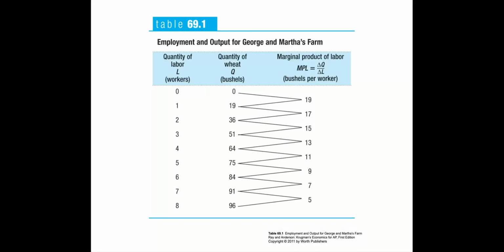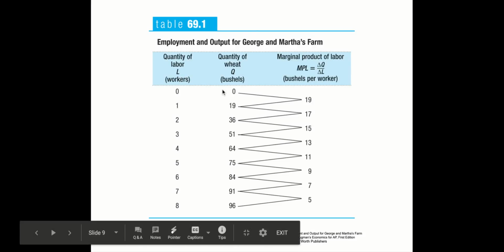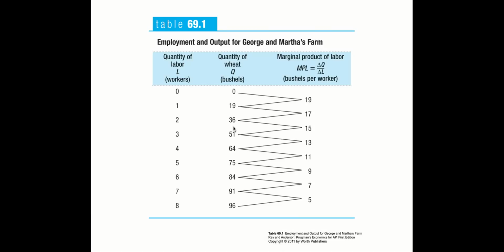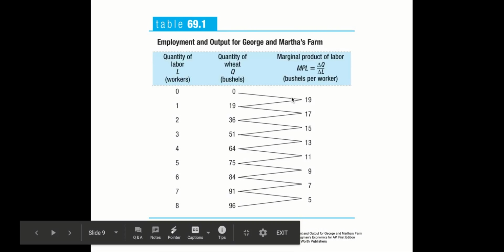Here's a common way to look at it. You'll take a look at a table. This is the quantity of workers. Every time that you add a worker, oh, I'm sorry, it was 36, not 38. This tells you the difference. So when you add one worker, they give you 19. When you add the second worker, you take 36 minus 19, you get 17. When you add the third worker, your total is 51. 51 minus 36 is 15. So everything in this column is how many bushels of wheat that new worker gave you. That's the marginal product of labor.